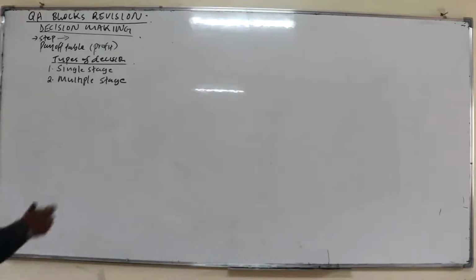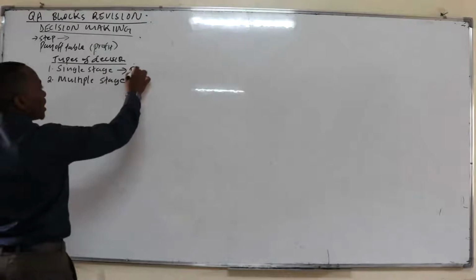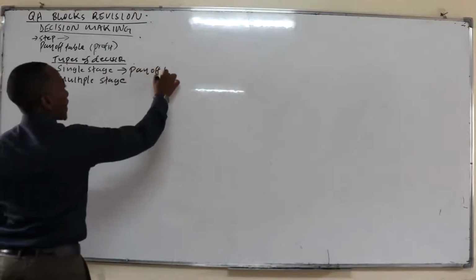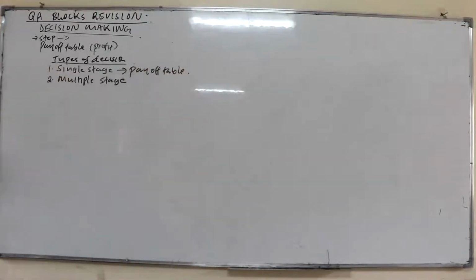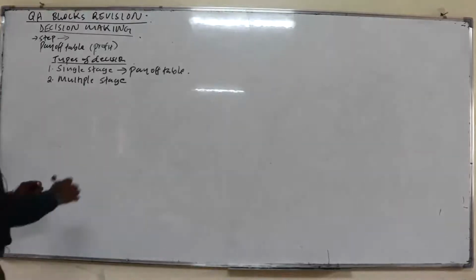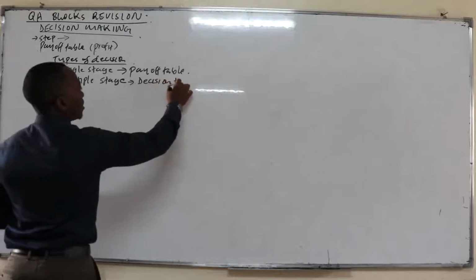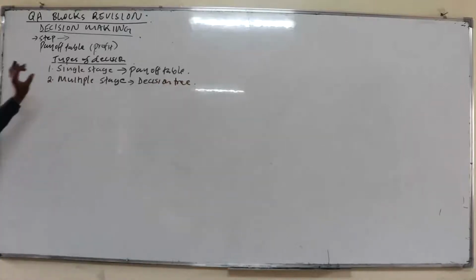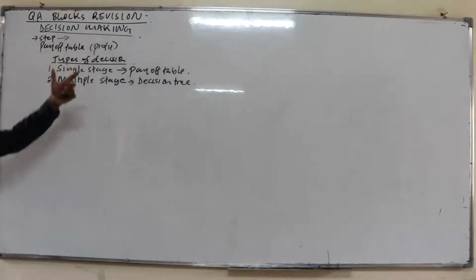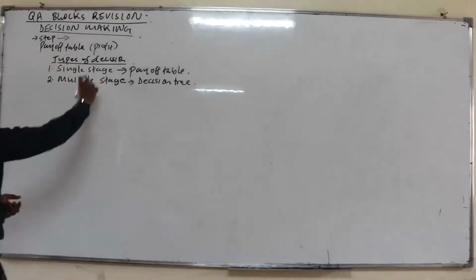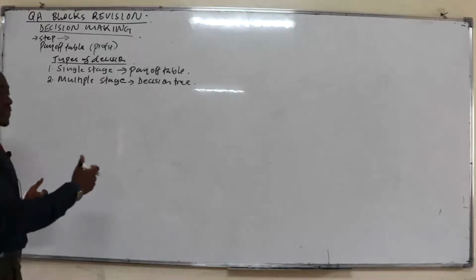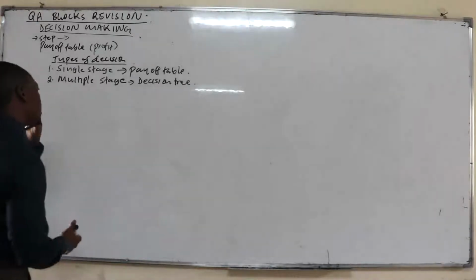The single stage decision is evaluated using the payoff table. But the multiple stage decision is evaluated using a decision tree. That's the difference between the two. For the single stage, one outcome becomes final and conclusive. But for the multiple stage, an outcome gives rise to another outcome.